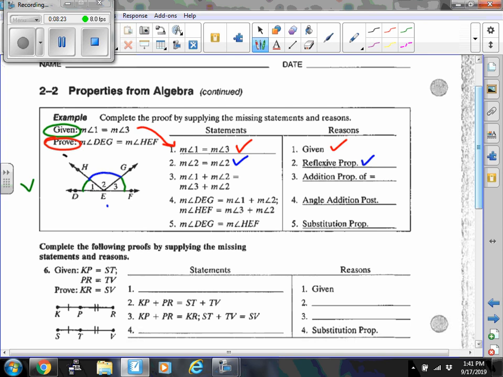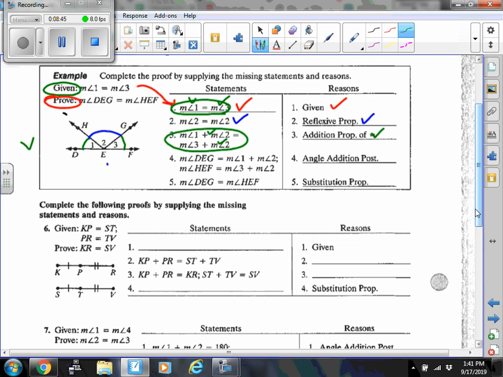Okay? Now, if I look at the very first statement here, I'm going to add measure of angle 2 to both sides of the equal sign. That's what we do here. So notice how I added measure of angle 2 to both sides. That's why it's the addition property.